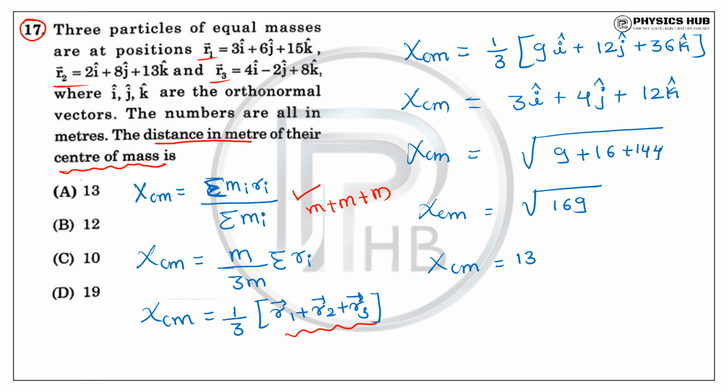R1 plus R2 plus R3 gives 9 i cap plus 12 j cap plus 36 k cap. So we have to get the magnitude, that is the center of mass. So X_CM is equal to 13. So option A is the correct answer.